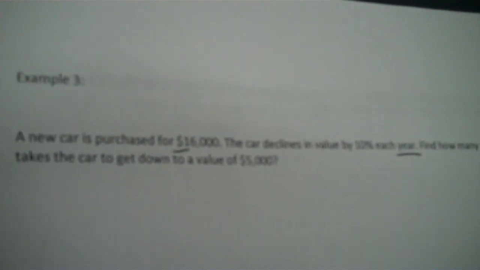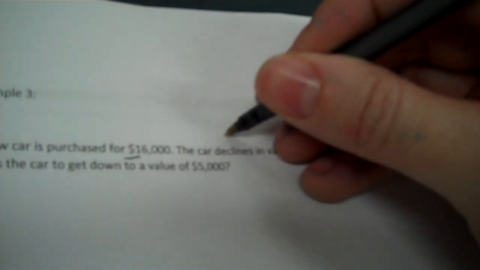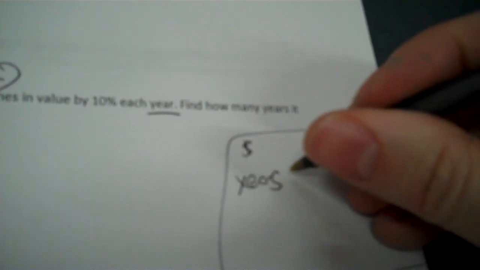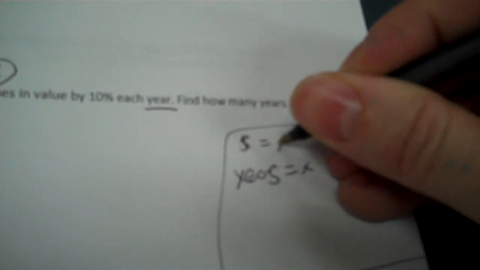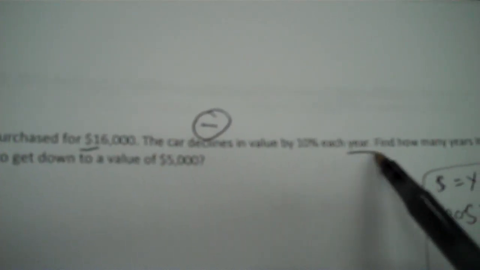A new car is purchased for $16,000. The car declines in value. That means it's minus by 10% each year. Find how many years it takes a car to get down to a value of $5,000. So you've got dollars and years. So years is X, dollars is Y, dollars per year. Okay, the dollars per year don't exist. Instead, per year is a percent, a minus 10%.